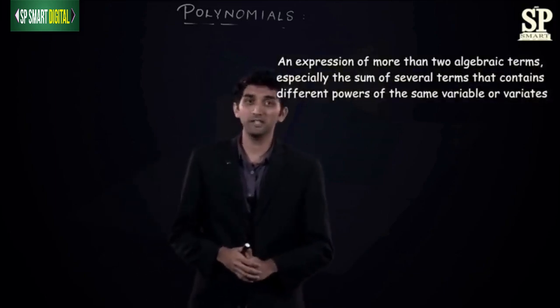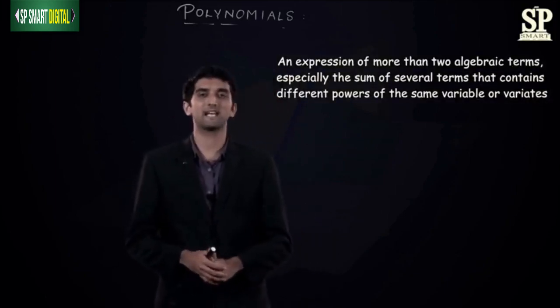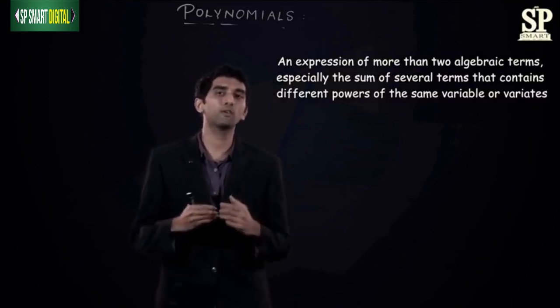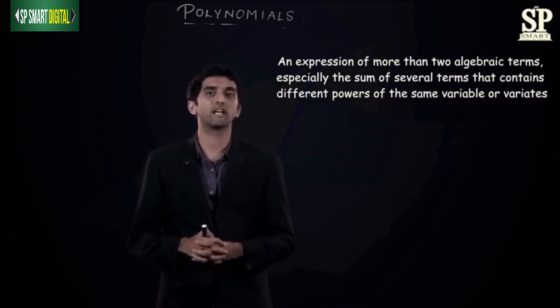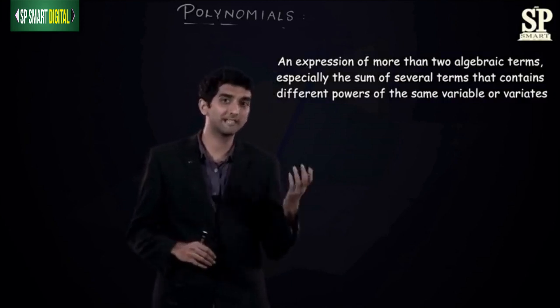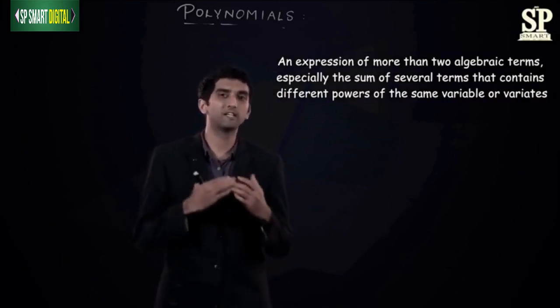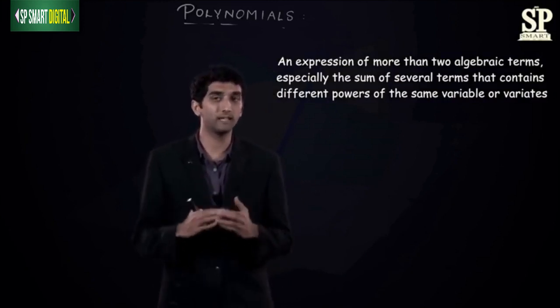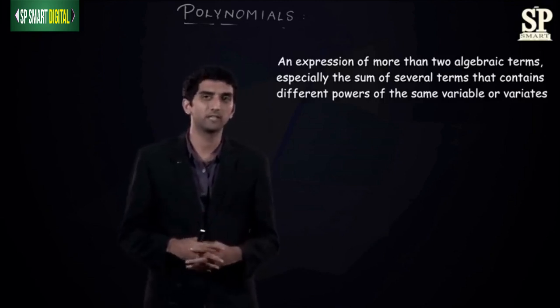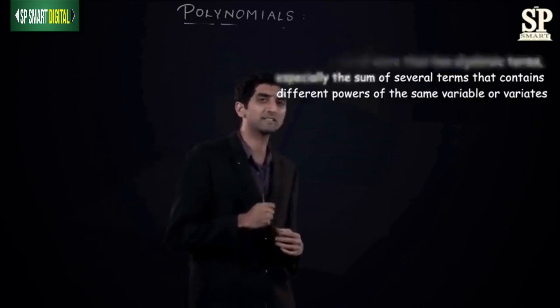So before starting, let's try and understand what the dictionary definition of the word polynomial is. As you can see, the dictionary definition of polynomials is an expression of more than two algebraic terms, especially the sum of several terms that contain different powers of the same variable or variables. So let's try and understand what this exactly means by taking an example.